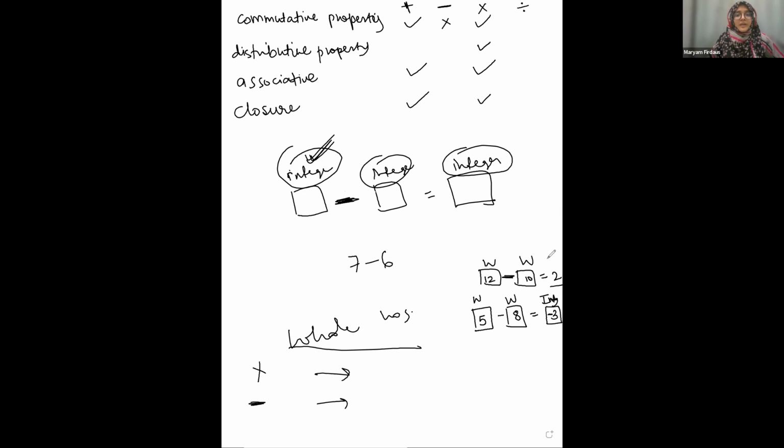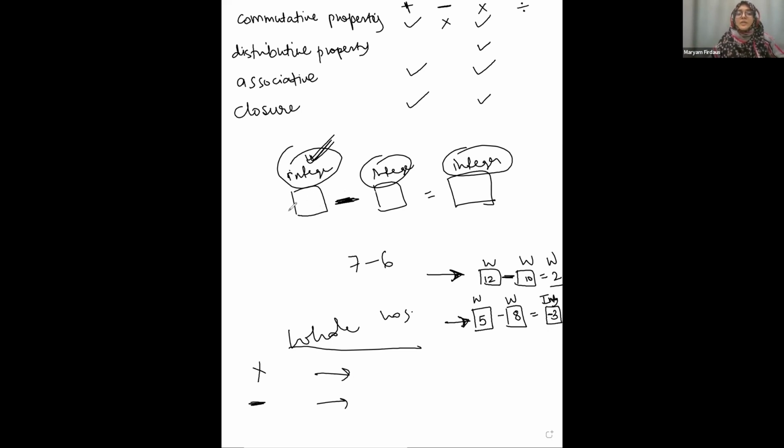So in the first example, the answer was a whole number, but in this example, the answer that you're getting is not a whole number, it's an integer. When you add two whole numbers, the answer will always give you a whole number. But when you subtract two whole numbers, you might get a whole number, you might not. So that's why we will say that closure property does not hold under subtraction when it comes to whole numbers. But when it comes to integers, it does hold.